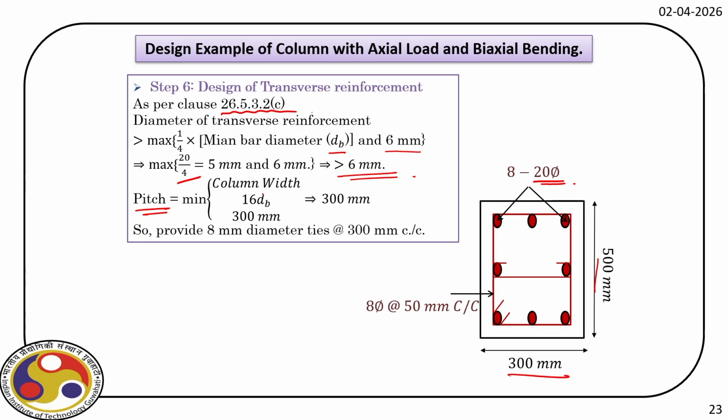Then minimum of column width, 16 dB, dB is 20, and then 300 millimeter. So ultimately we get 300 millimeter, right? So we provide 8.5 diameter tie bars at the rate of 300 millimeter center to center. That completes the design.